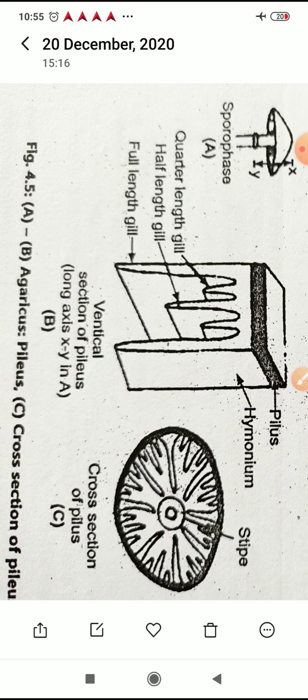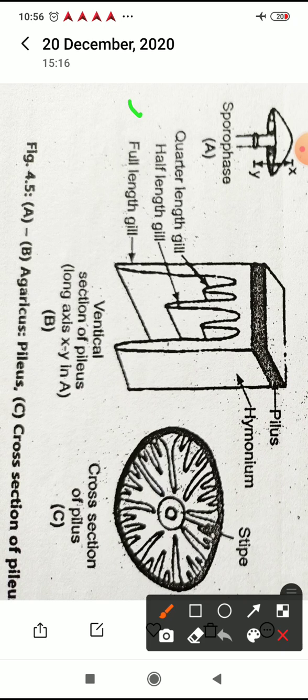So long gills, half length gills, quarter length gills. These things represent the structure of gill. And if a cross section of the pilus is taken, you can see how the arrangement of gill is. This is half length gill, this is full length gill, this is the stipe, like that.